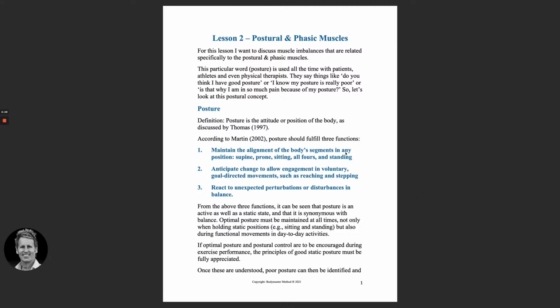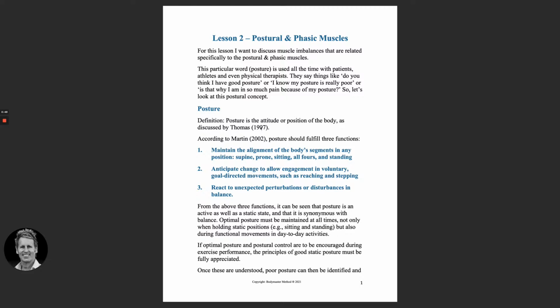In this particular lesson we are going to cover things that relate to posture. Many of my patients have said to me in the past things like, "Do you think I have good posture?" or "I know my posture is really poor," or "Is that why I'm in so much pain, because of my posture?" You will probably find this yourself with many of your own patients and athletes, who naturally relate their lower back pain, thoracic pain, or neck and shoulder pain to sitting at a PC all day, every day.